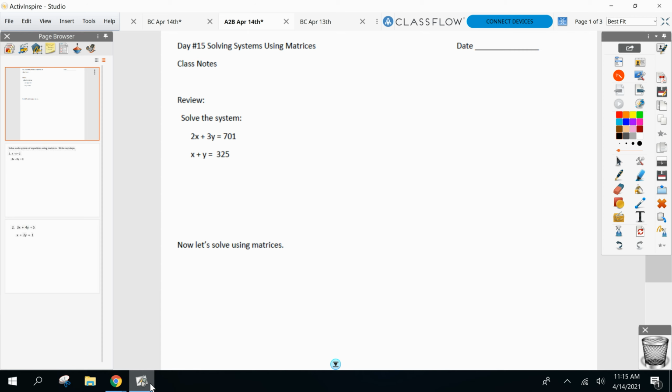So you've got 2x plus 3y equals 701, x plus y equals 325. You first obviously want to eliminate the x's or the y's first. So let me open it up to one of you guys. What do you want to multiply x plus y equals 325 by to eliminate the x's or the y's?